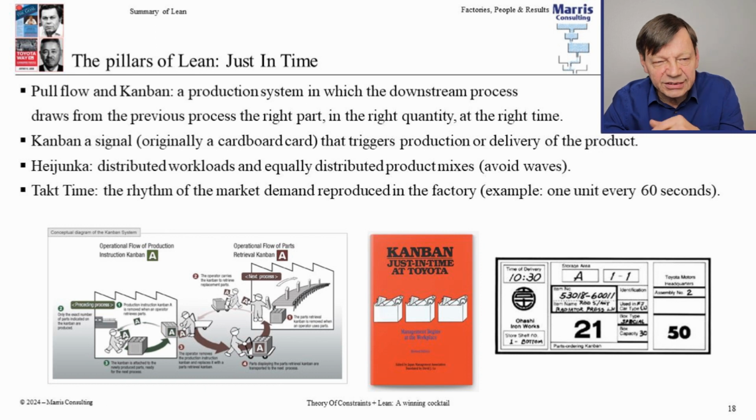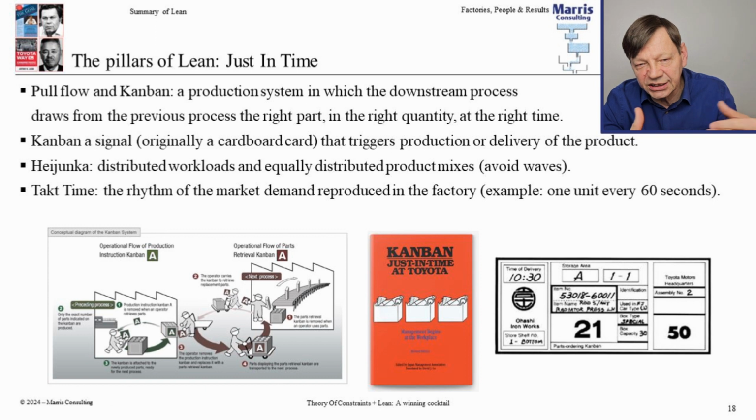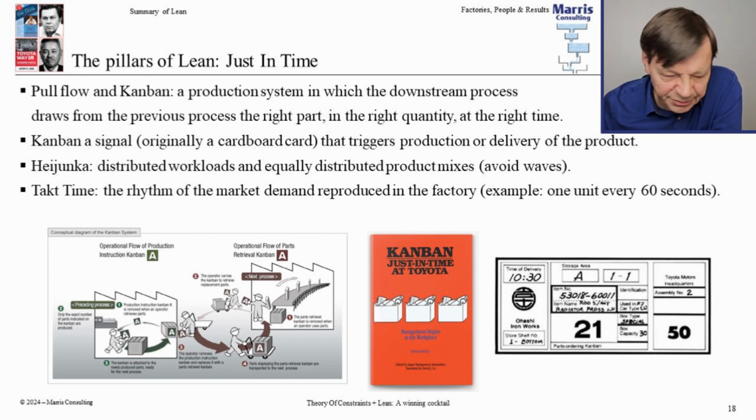And within that just-in-time Lean system, there's something that often is talked about or used, takt time, the rhythm of market demand, which is reproduced within the factory, right? So I make a product every 60 seconds because I'm selling a product every 60 seconds. Okay, again, very, very high level summary.